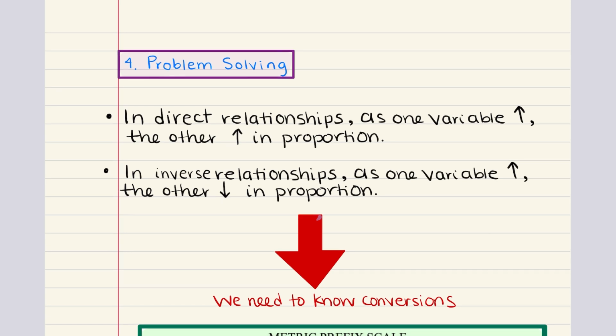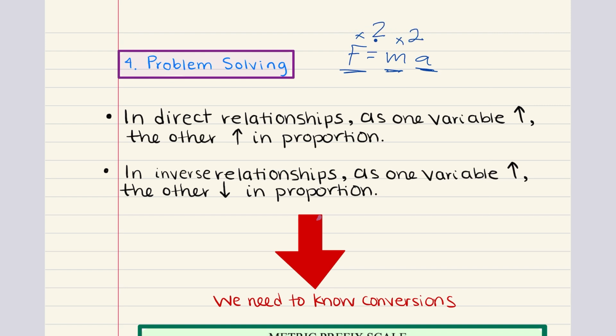To start, it's important to understand the concept of direct and inverse relationships between variables. In a direct relationship, as one variable increases, the other increases proportionally. So for example, in the formula F equals ma, force is directly proportional to mass if acceleration is held constant. That means that doubling the mass doubles the force.